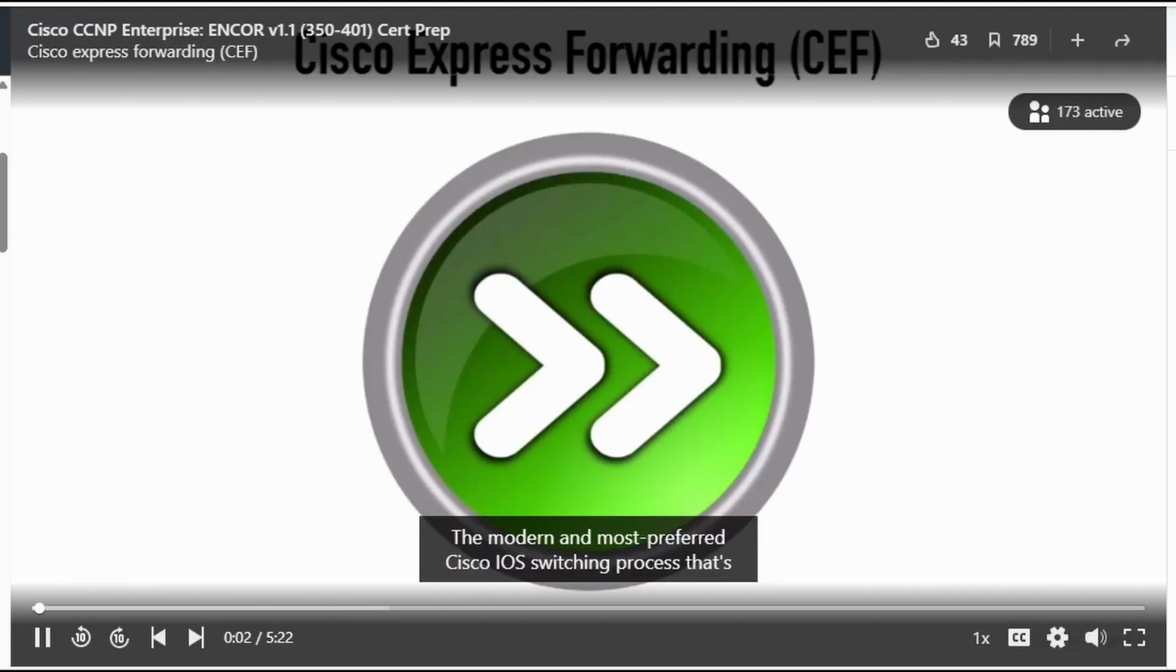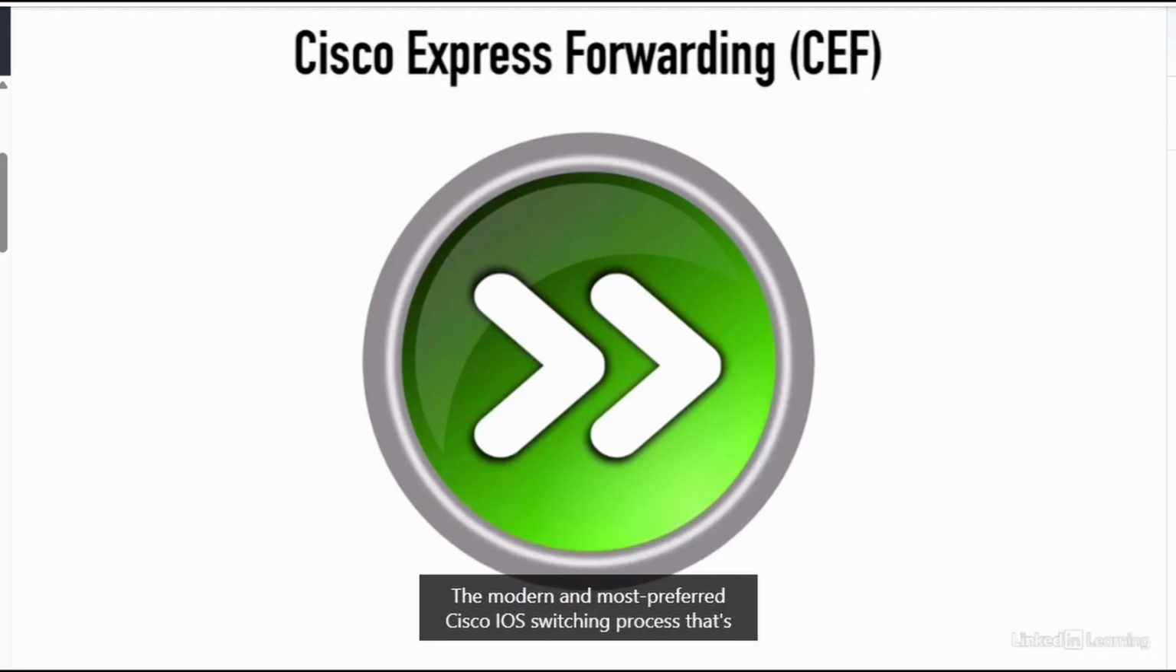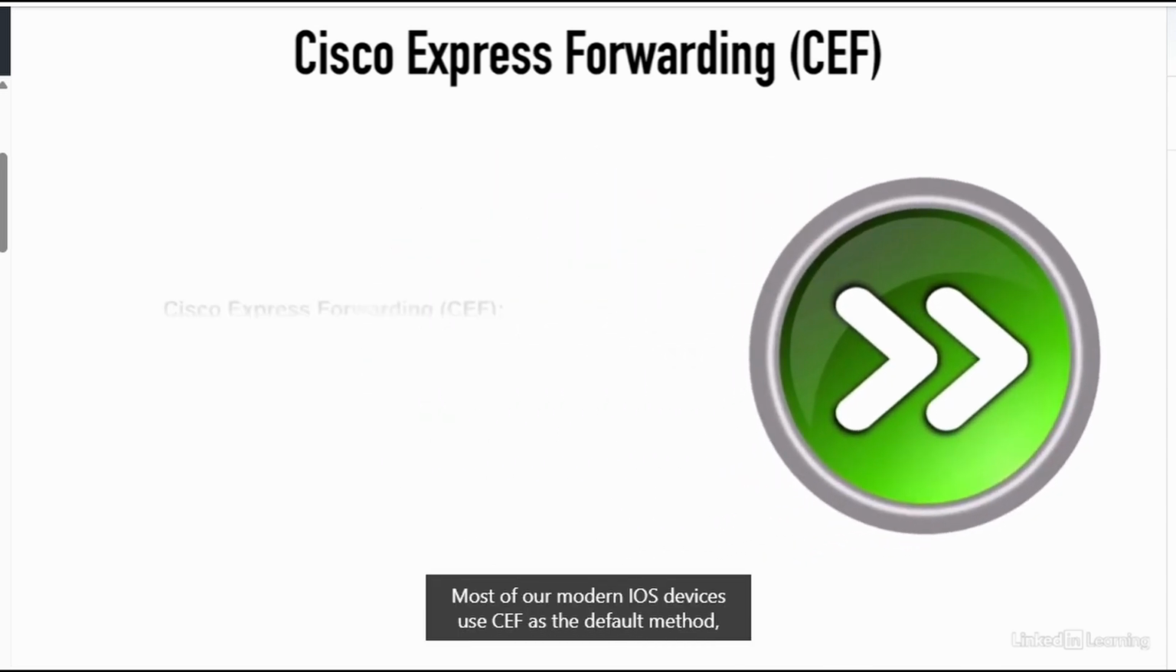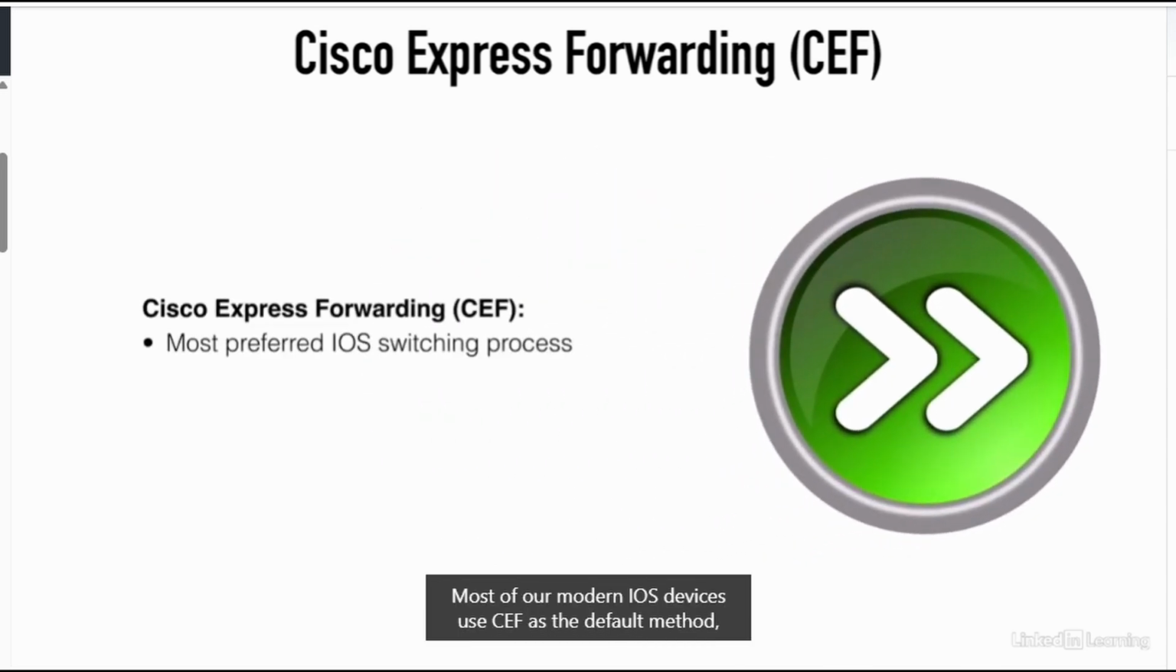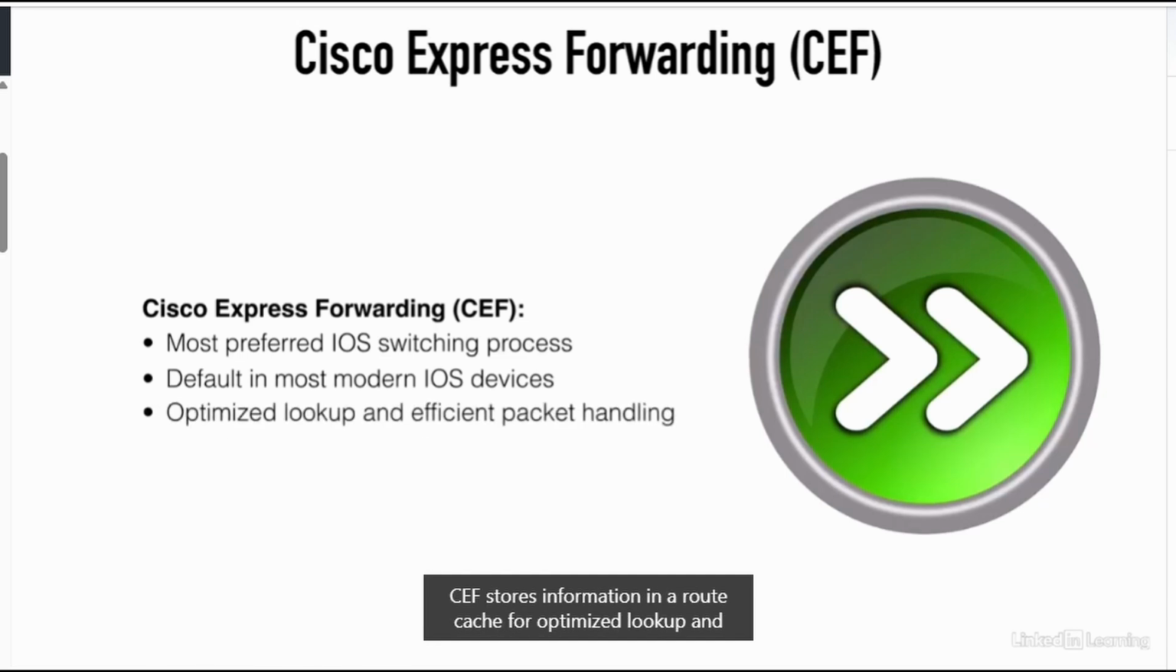The modern and most preferred Cisco IOS switching process that's in use on IOS equipment is called Cisco Express Forwarding, or CEF. Most of our modern IOS devices use CEF as the default method. CEF stores information in a route cache for optimized lookup and more efficient packet handling.